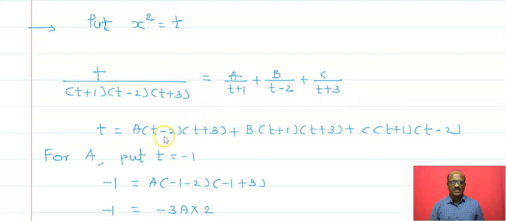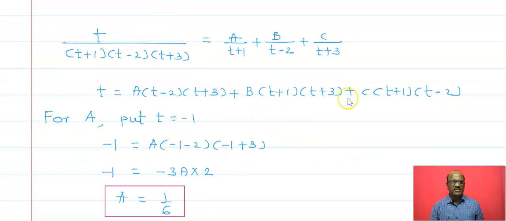For a, it is a times (t minus 2)(t plus 3). For b, it's b times (t plus 1)(t plus 3). For c, it will be c times (t plus 1)(t minus 2). To find the value of a, b and c must be 0. Put t equal to minus 1, then b and c will be 0.